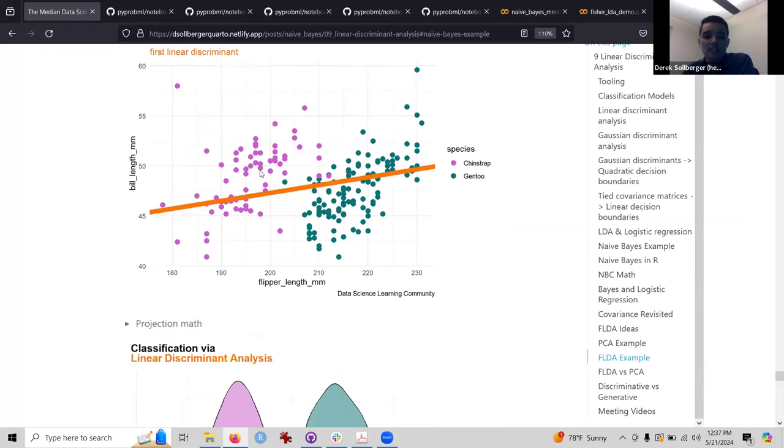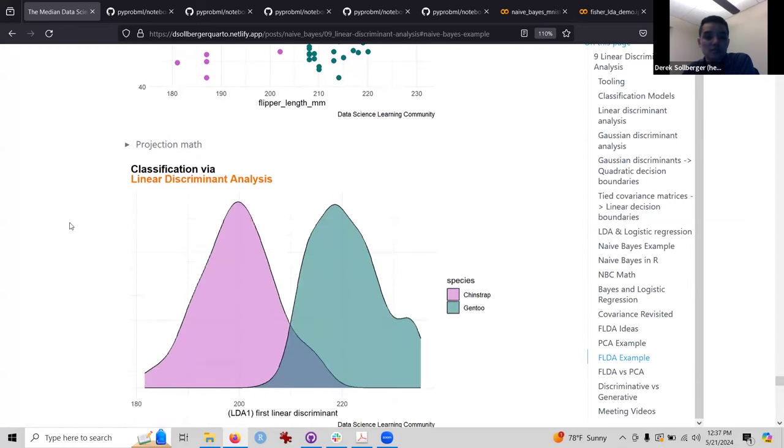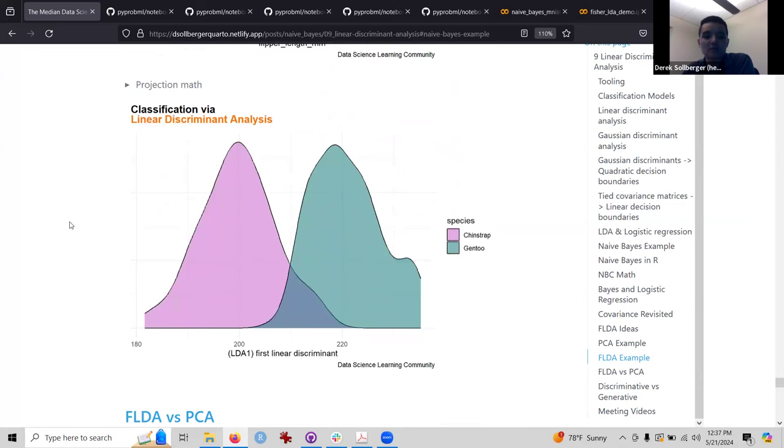However, when we now project the purple and green dots onto the decision boundary, or I think I ended up calling these linear discriminants, we have arguably more separation between the classes, and thus we'll later get more accuracy in our classifications.